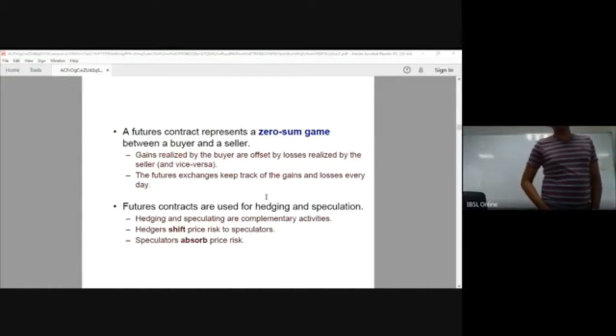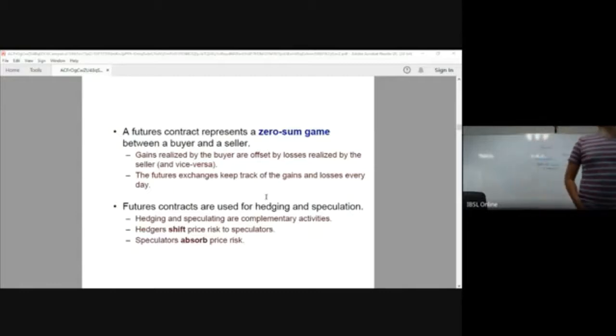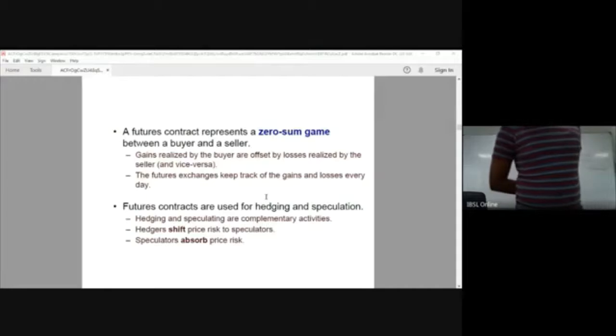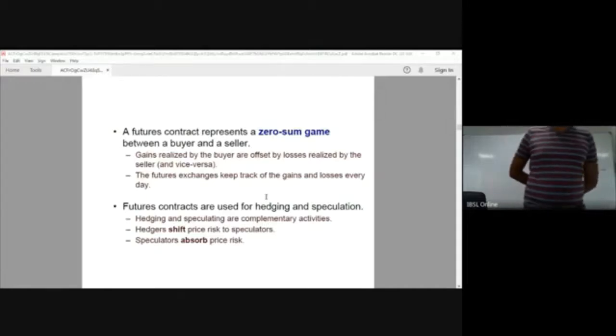Hedging and speculating are complementary activities. That is because hedging means you try to manage your risk. Speculating means you take on risk. So what usually happens is the hedger will pass on the risk to the speculator. Hedgers shift price risk to speculators, and speculators absorb price risk.